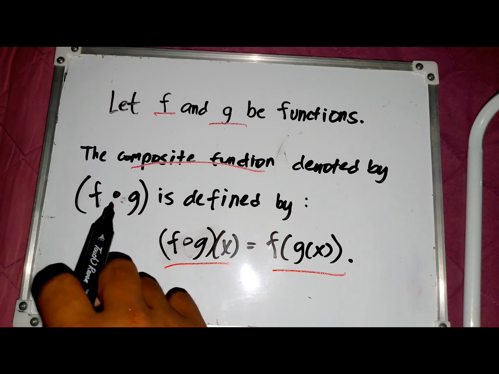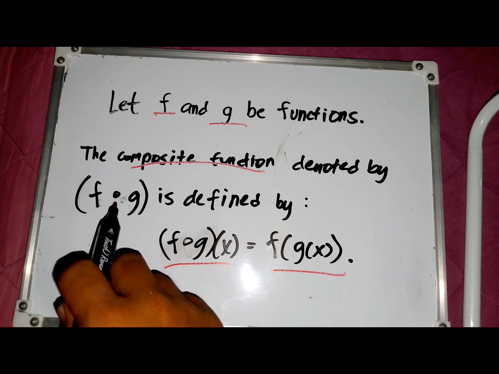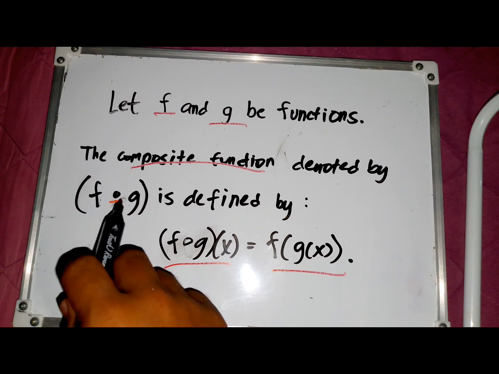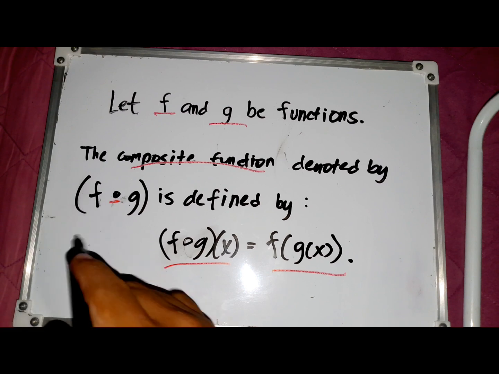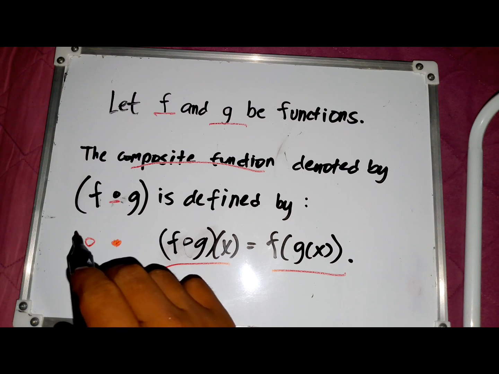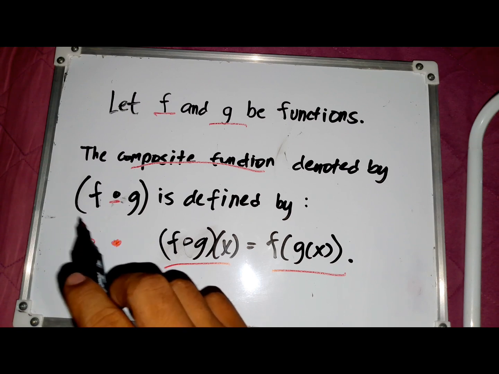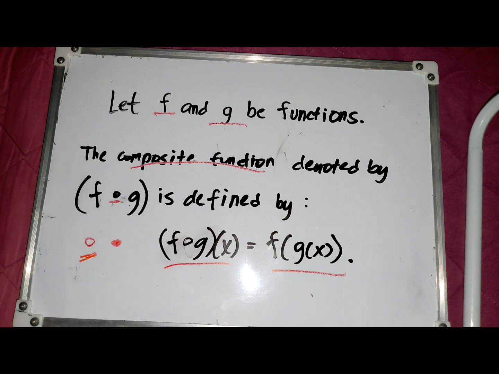But we need to be careful, because this sign is not the same as multiplication. This sign is called "composite with". It is a different sign. The multiplication sign is the shaded circle, but this one is different. It is called composite with. So now we're going to the examples.